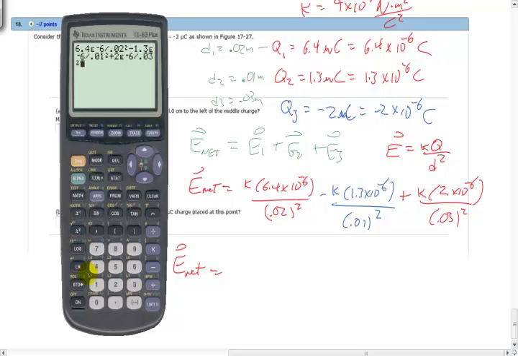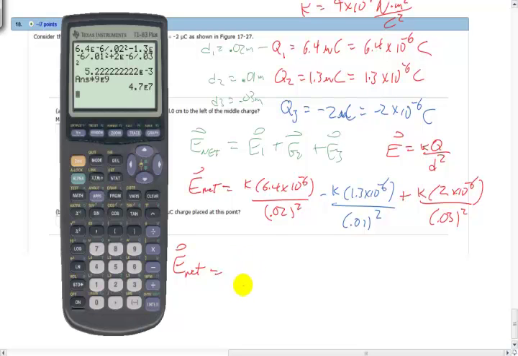On these tricky ones where there's a lot of math, I usually give you a bunch of chances, like 5 chances, in case of brain fart calculator errors. Divided by 0.03 squared. Bingo. And we get that. Then I multiply that by k, which is 9 times 10 to the 9th newton meter squared over coulomb squared. That's the electric field constant. And we get a net electric field of 4.7 times 10 to the 7th.